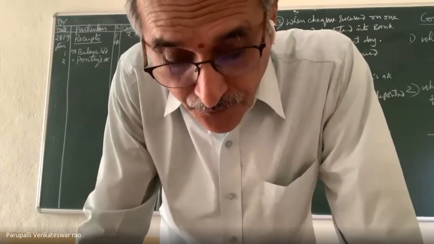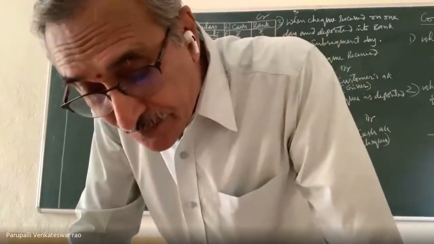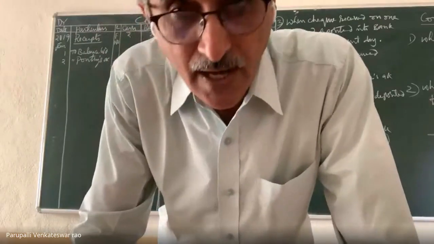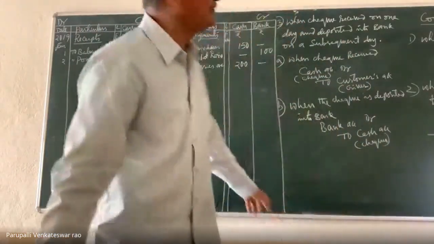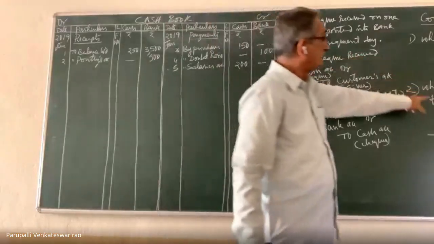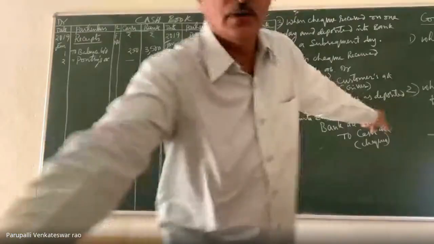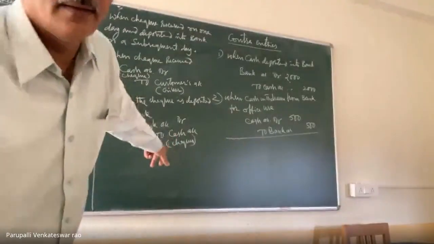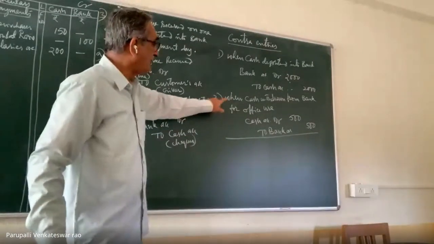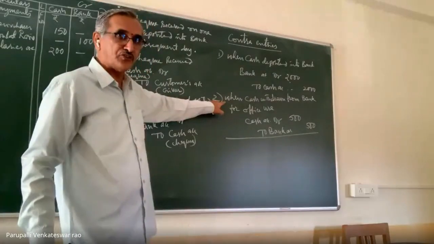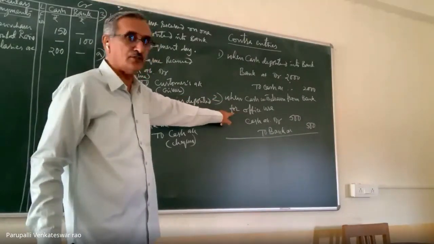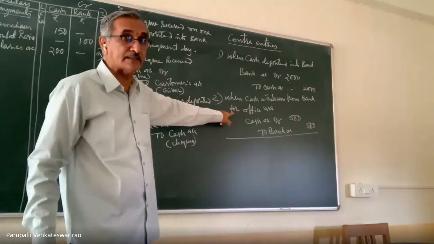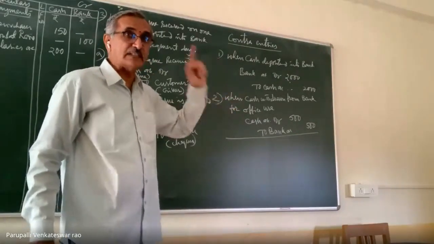Withdrawn from bank for office use, rupees 500. You refer to the earlier one, debit side. This contra is entry number 2. When cash is withdrawn from bank for office use, not personal use, not drawings, this is for business purpose withdrawal.